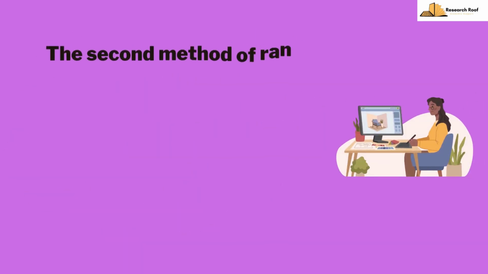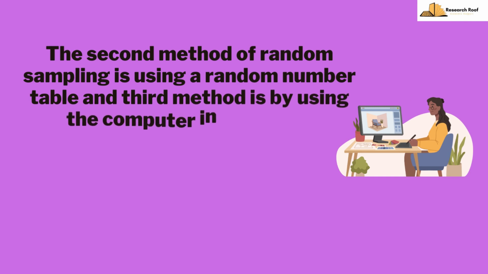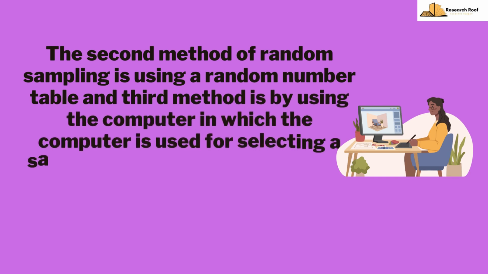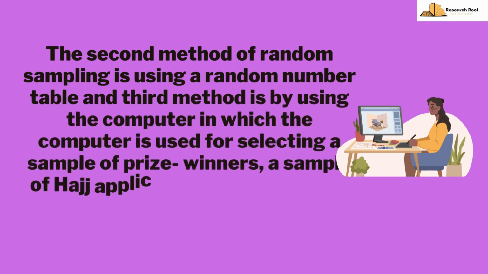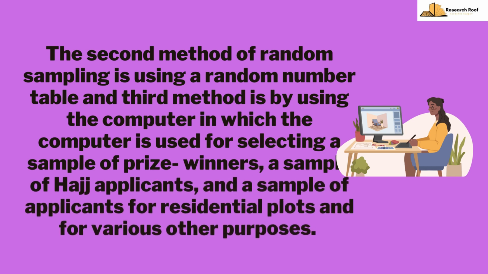The second method of random sampling is using a random number table, and the third method is using the computer, in which the computer is used for selecting a sample of prize winners, a sample of Hajj applicants, and a sample of applicants for residential plots and for various other purposes.